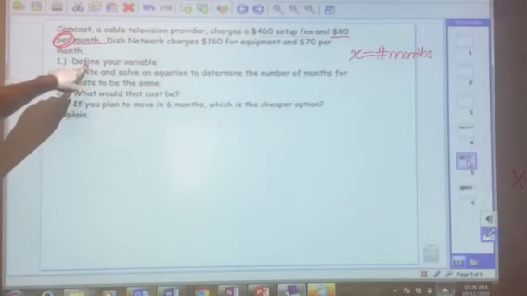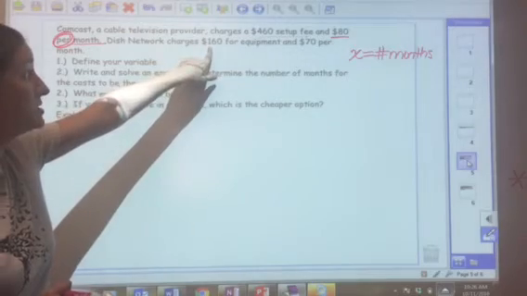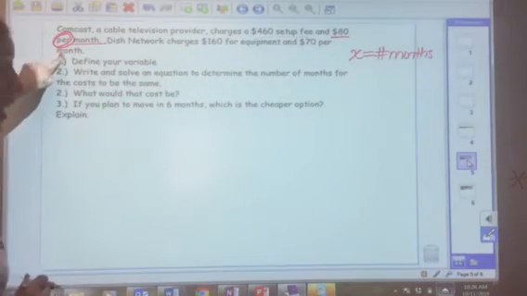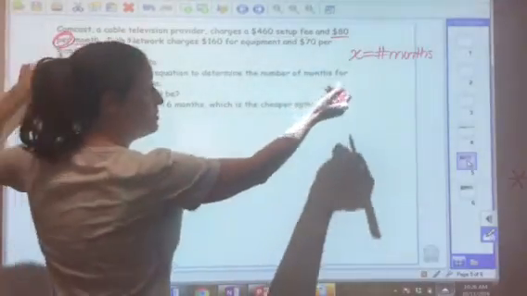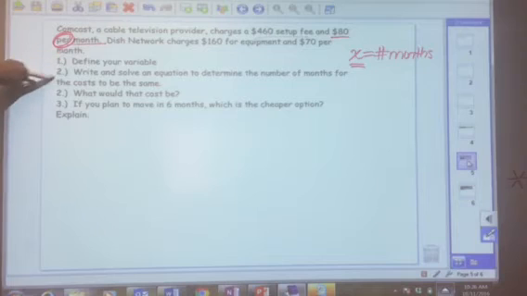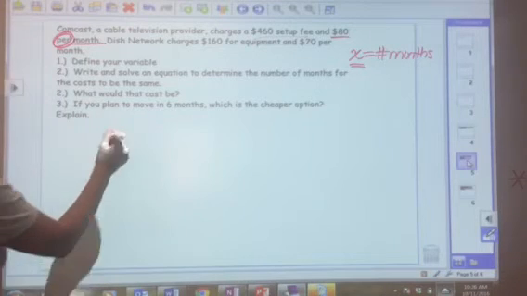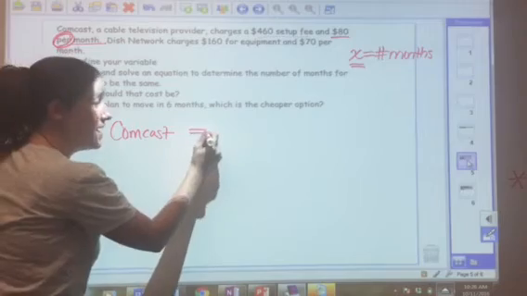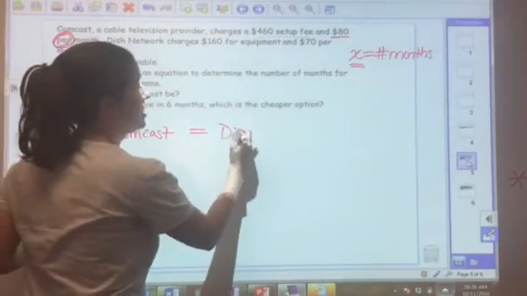So that's my first step. I defined my variable. Dish Network charges $160 for equipment and $70 per month. So here's $70 per month. x still represents the number of months. Write and solve an equation to determine the number of months for the cost to be the same. So when will Comcast cost the same as Dish Network?